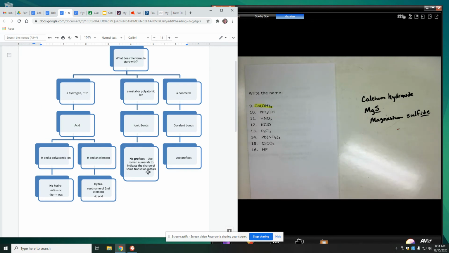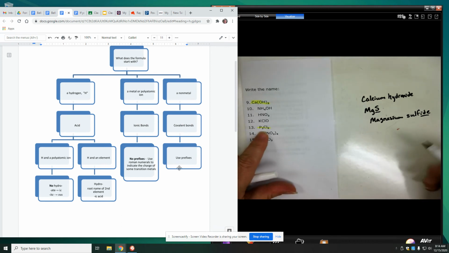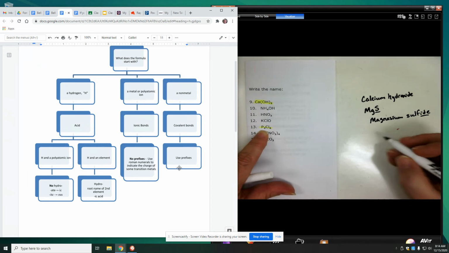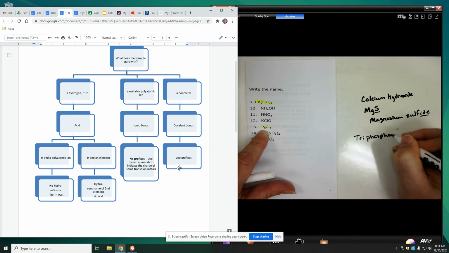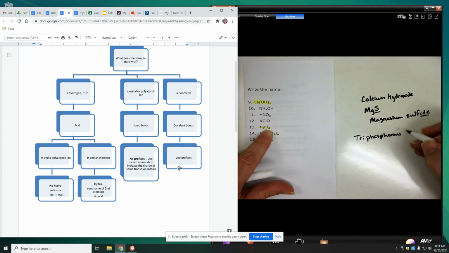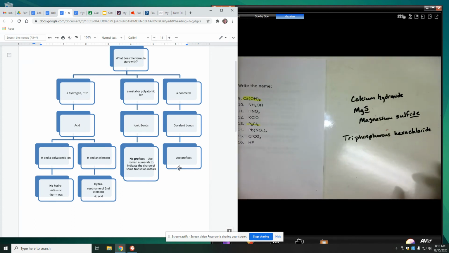All right, so now let's look at a different one. Let's try this one right here, number 13. So what does the formula start with? Well, this one starts with phosphorus, which is a non-metal. So that means we have covalent bonds, so we're going to use prefixes. So for this one, the prefix for 3 is tri, so triphosphorus. And then the prefix for 6 is hexa, and then it's chloride. So triphosphorus hexachloride for that particular one.